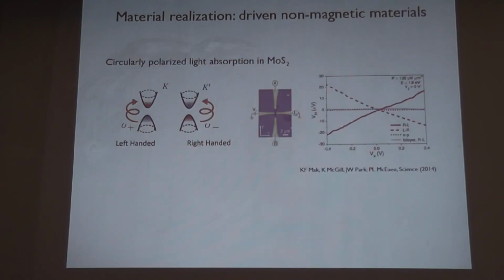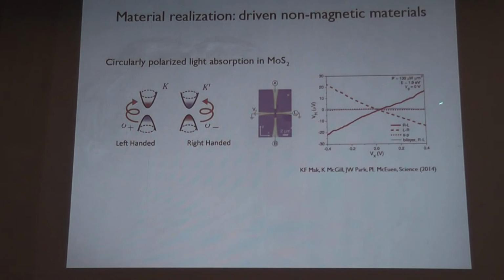I can look at these gapped Dirac materials, like transition metal dichalcogenides or graphene or boron nitride, that we've heard about before, actually on Monday. And I can also apply circularly polarized light to excite density in just a single valley, K or K prime. There are particular optical selection rules which allow me to do that.